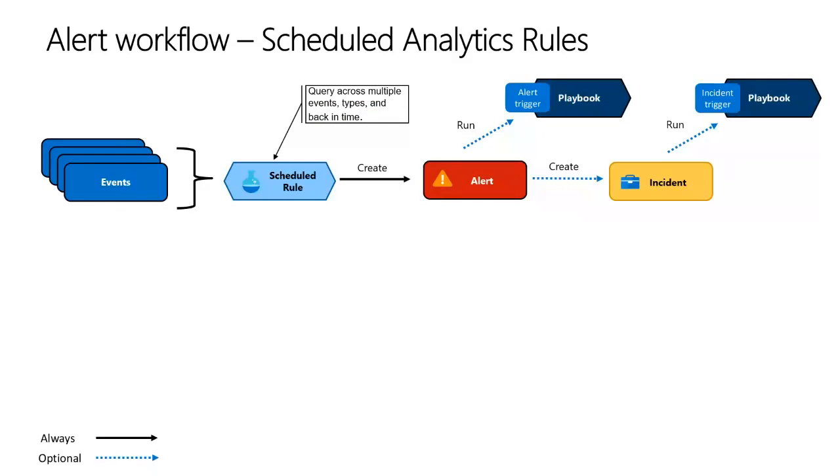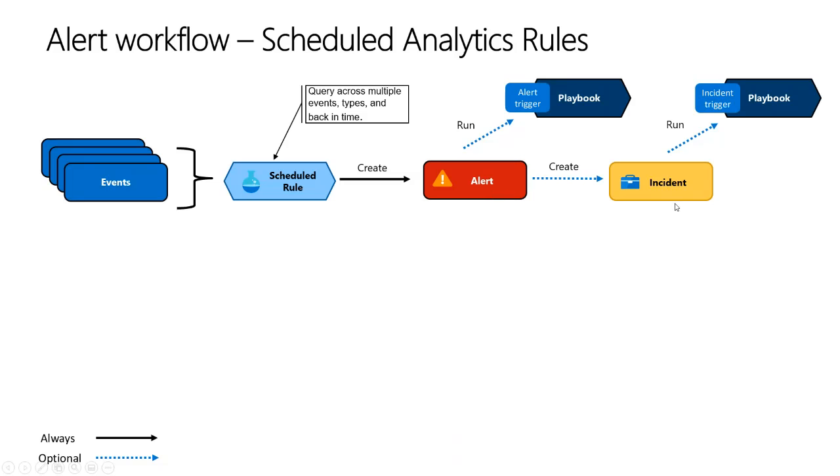Let's now look at the alert workflow part, because it determines how Microsoft Sentinel rules behave. We will focus on the scheduled analytics rule, as this is the rule type that most users will create. Let's examine how you move from an initiating event all the way to an incident. In a scheduled rule, you query across multiple events and back in time, and you create alerts when the threshold is exceeded.